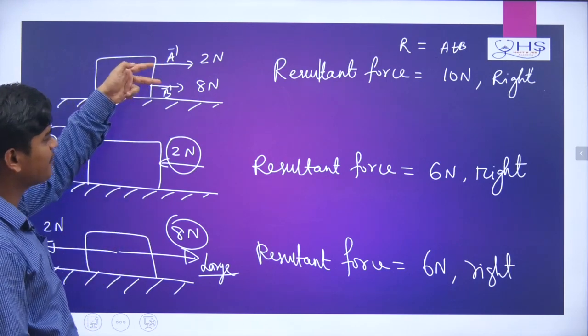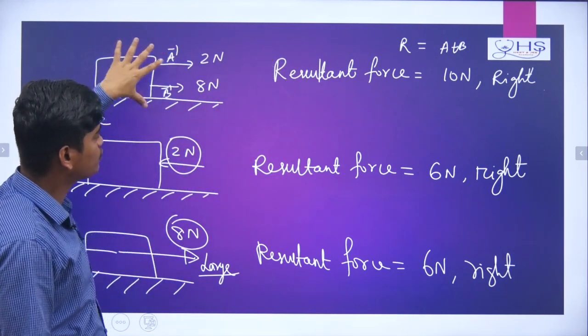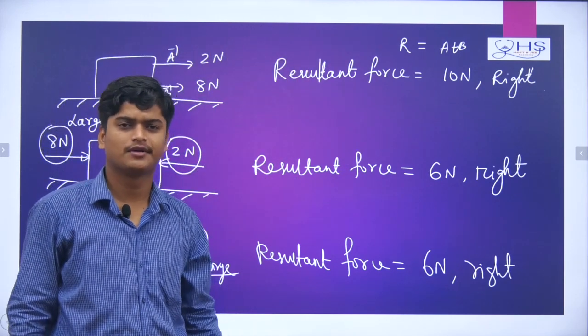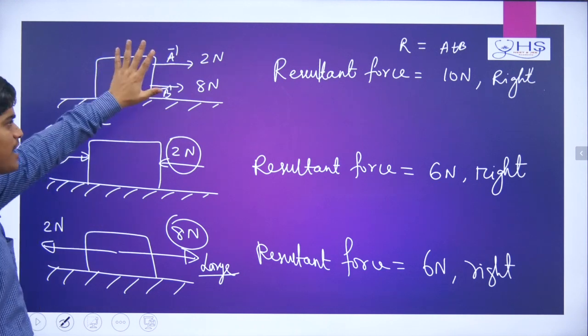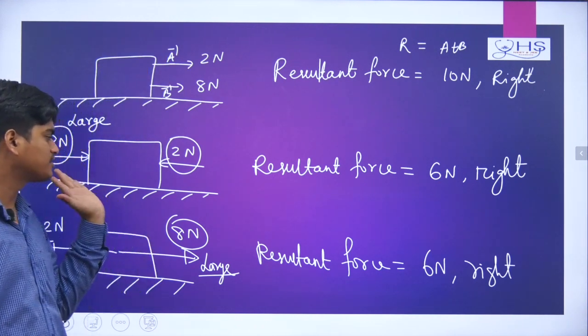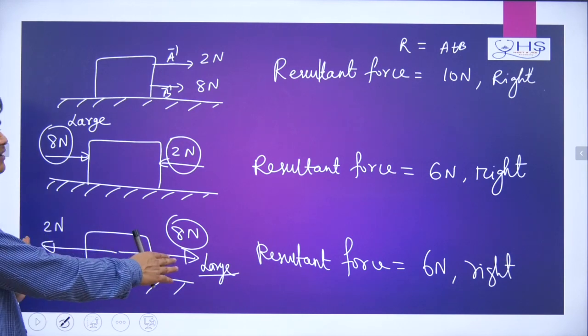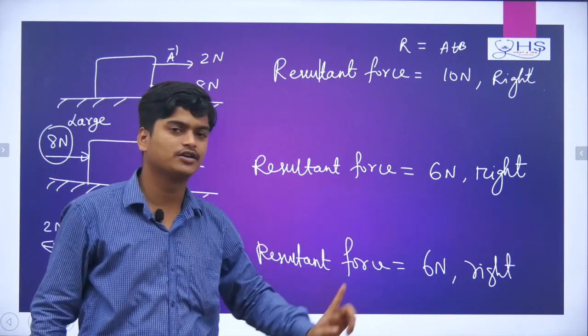But when they are in the same direction, then whatever the directions of 2 Newton and 8 Newton, it will happen in the same direction. You can understand it this way: addition of vectors is happening here. Here you are doing addition, but when both vectors are in opposite ways, the resultant comes as a subtraction.